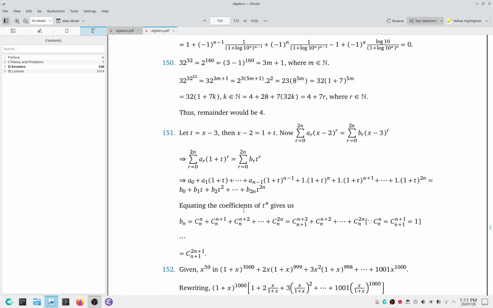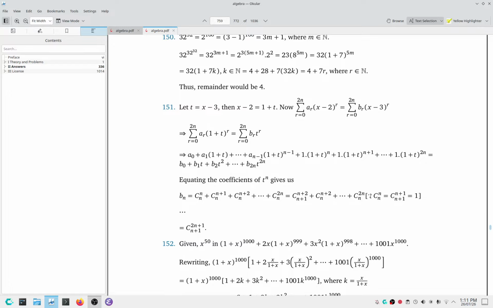Now we equate the coefficient of t to the power n. So it will be nCn plus n plus 1 Cn plus n plus 2 Cn, all will occur on this side, that is the coefficient of b_n. It will go on up to 2n Cn. Now we know that nCn is equal to n plus 1 C n plus 1, which is equal to 1. So this we can write as n plus 1 C n plus 1, and we go on summing that.